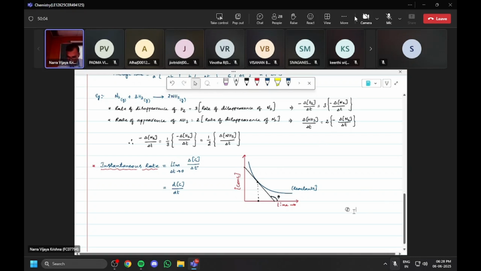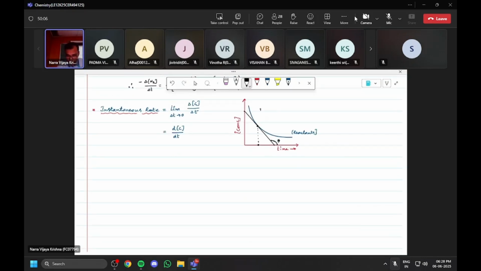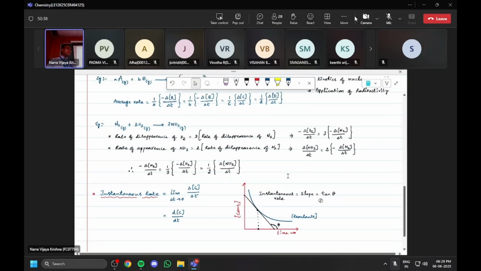Okay, let it be. So instantaneous rate is nothing but equal to slope of the curve, which is nothing but equal to minus tan theta. Okay, I have taken theta this side now, so I will take it as tan theta, or it is greater than 90, na? So obviously it becomes negative only. Correct or not? Response, sir. Right? So any questions regarding instantaneous rate and average rate?